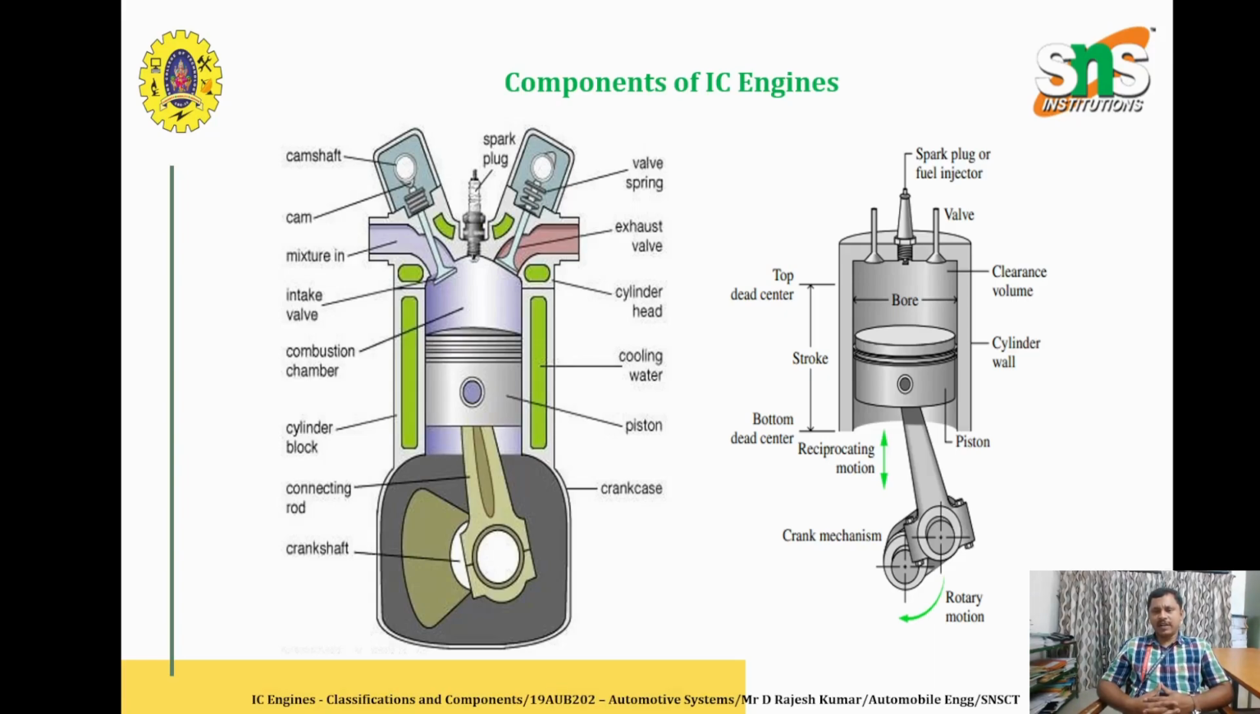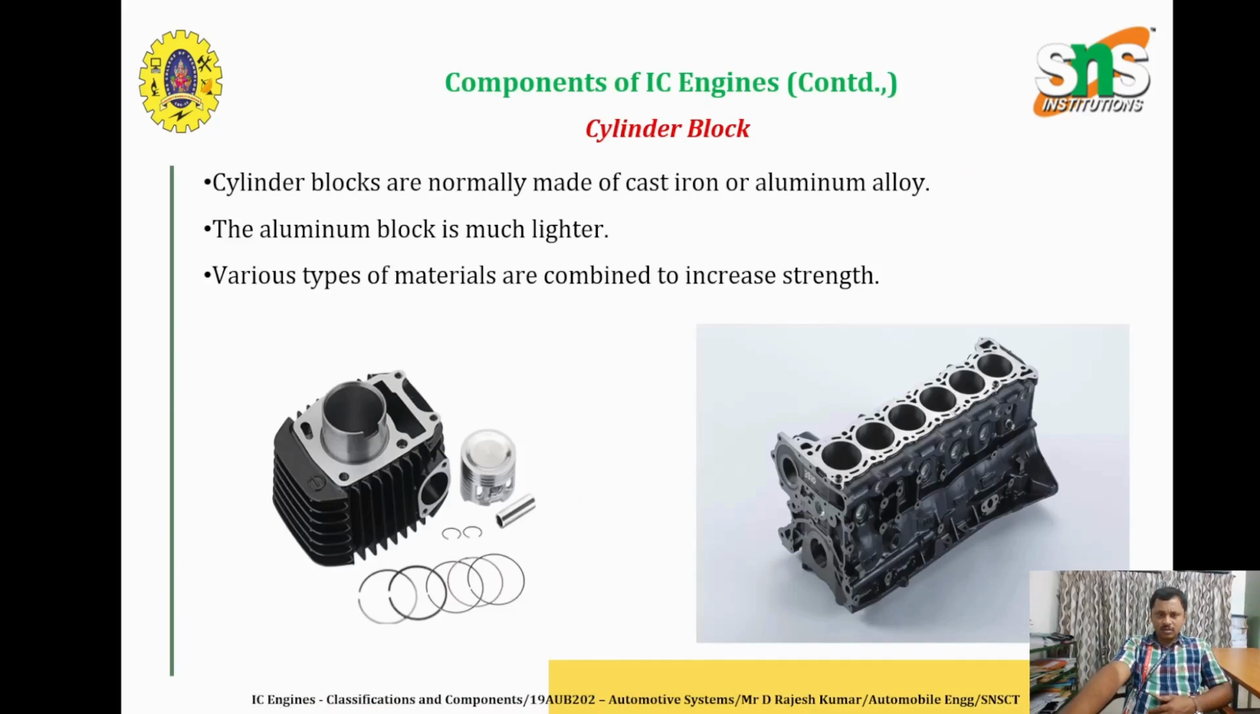The distance between the stroke and the cylinder head is called the clearance volume. You can see the cylinder wall, and you can see the rotary motion, and at the top you can see there is a spark plug or fuel injector. So the spark plug is used in the petrol engine, and the fuel injector is used in the diesel engine. So the important components you can see one by one in these slides.